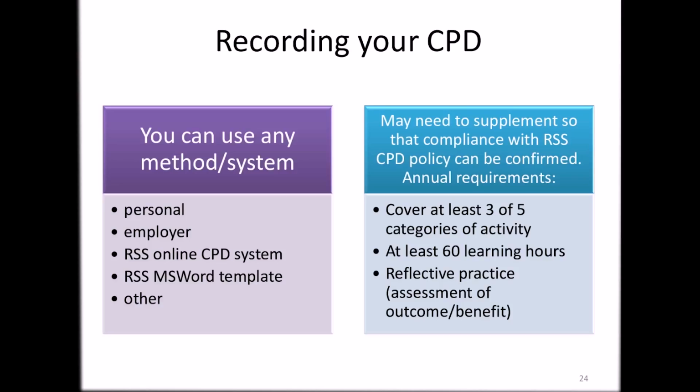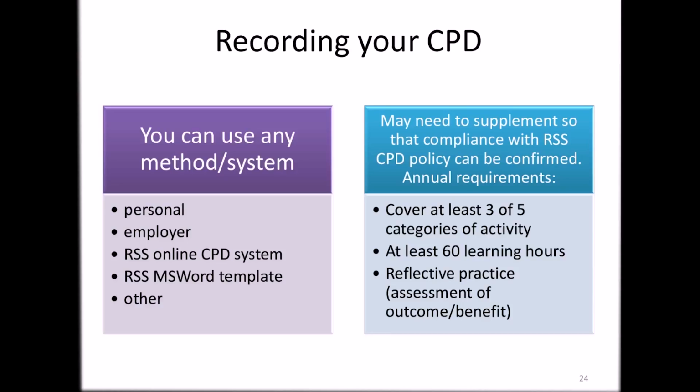So what are we specifically looking for in the CPD submission? We're looking for compliance with the CPD policy, and there are three aspects that we particularly focus on. That the activities that you've undertaken cover at least 3 of the 5 categories of activity defined in the CPD policy. That you've undertaken at least 60 learning hours of activity.